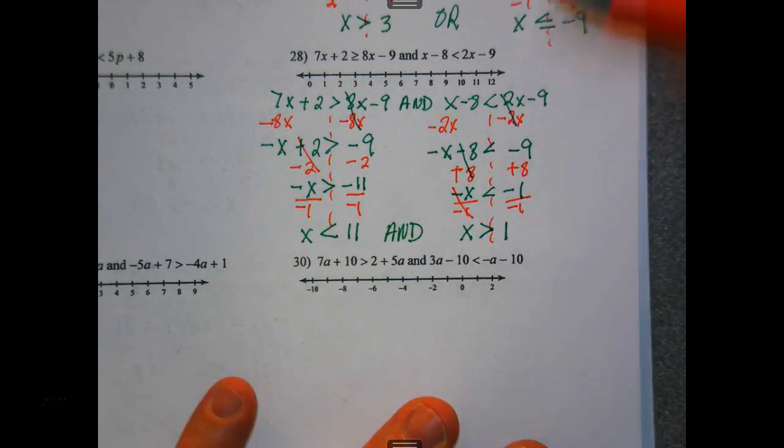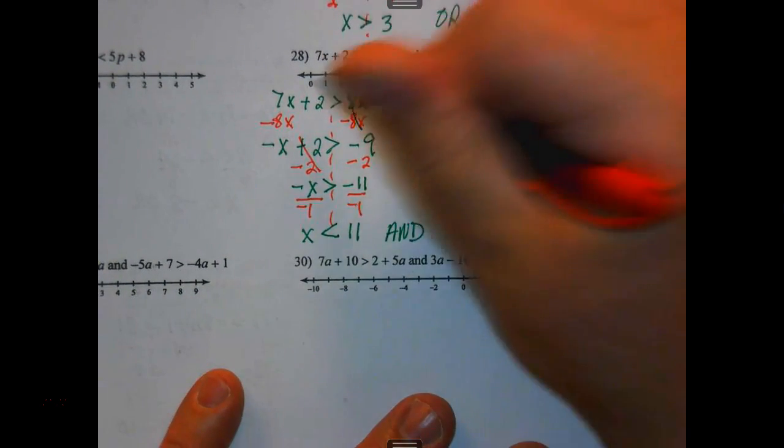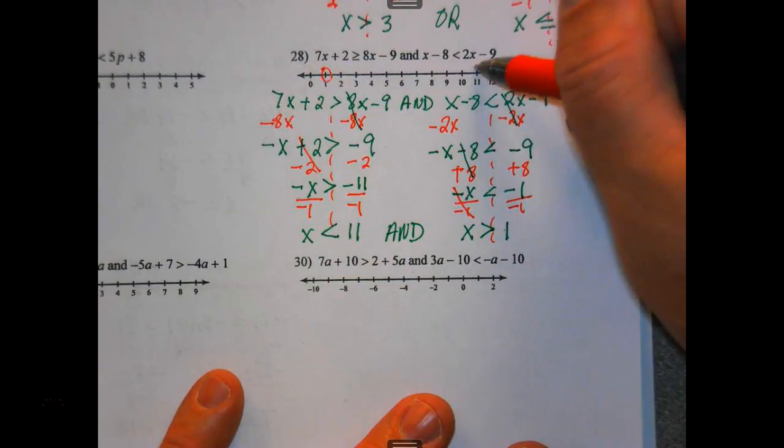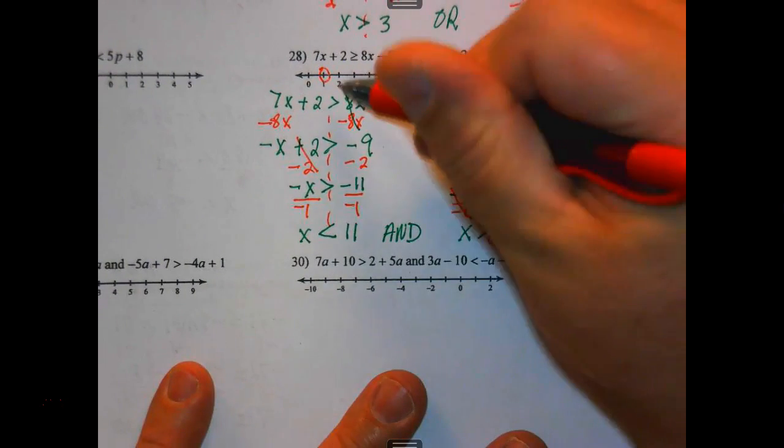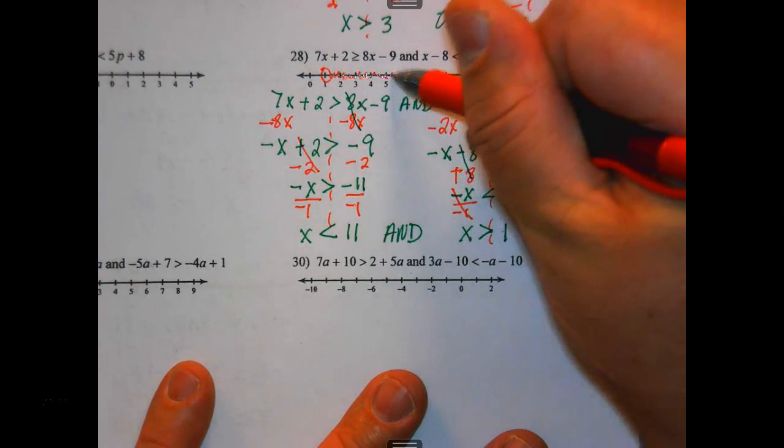Both have open circle, 1 and 11. It's an and problem, so shade in between.